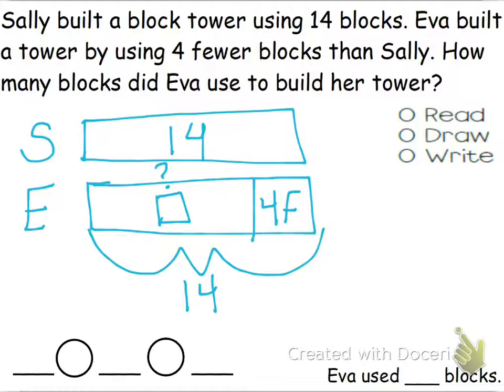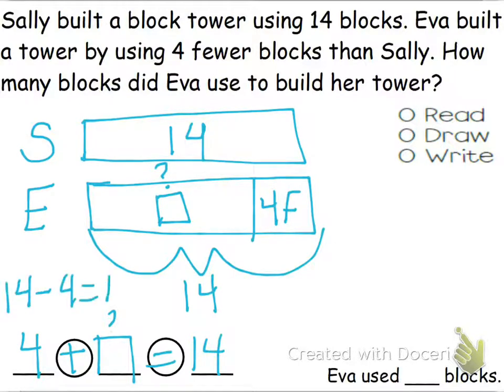Let's figure out how many blocks Eva used to build her tower. Well, remember, just like last time, you have 2 number sentences you could do. You can do an addition, where it's 4 plus mystery box equals 14. Or you could do subtraction, because remember, you're missing a part. So you could use subtraction as well. 14 minus 4 equals mystery box.